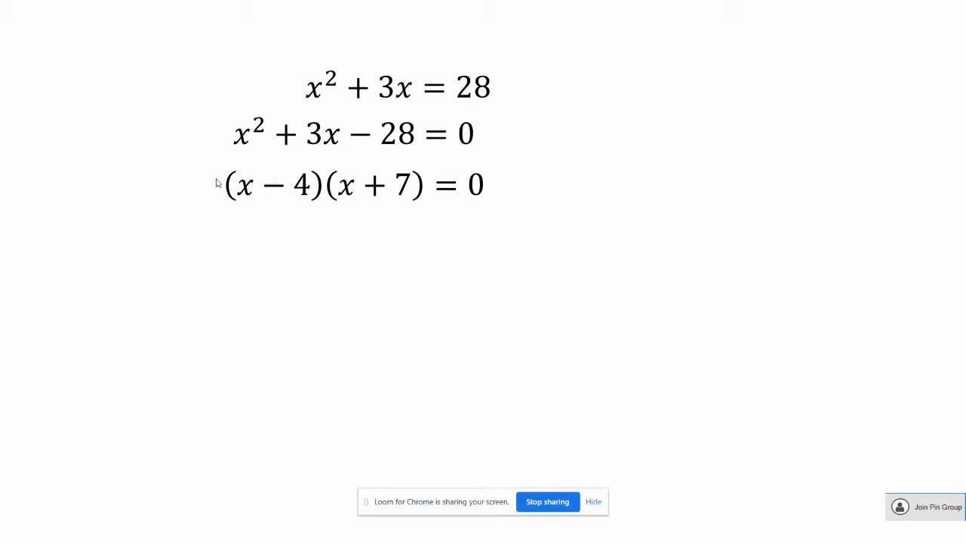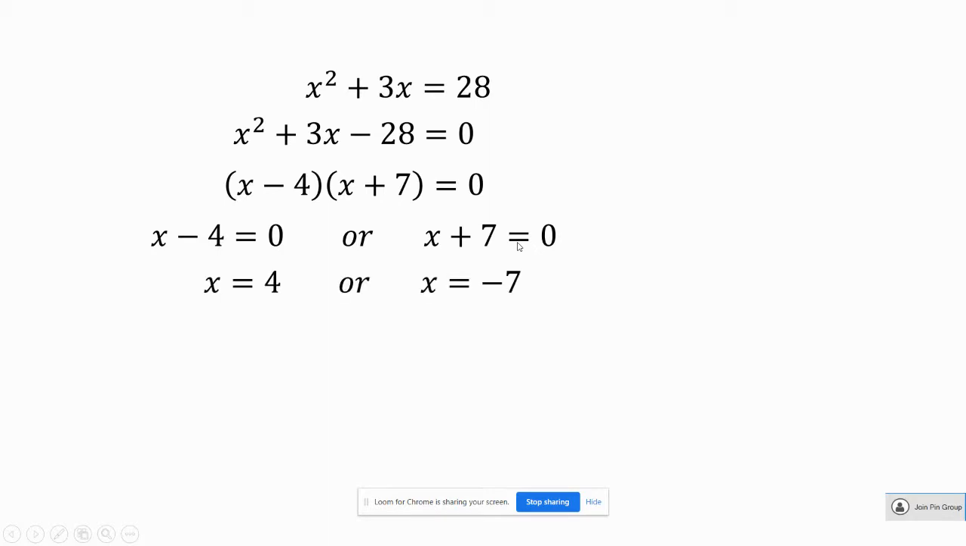So once you've got it factorized, either this bracket equals 0 or this bracket equals 0, because two things times together are equaling 0, one of those things has to be true. Then I've got to figure out what x is. So something take away 4 is 0. Well, it's got to be 4. Something plus 7 equals 0. It's got to be minus 7. Because 4 take away 4 is 0. And minus 7 plus 7 equals 0.